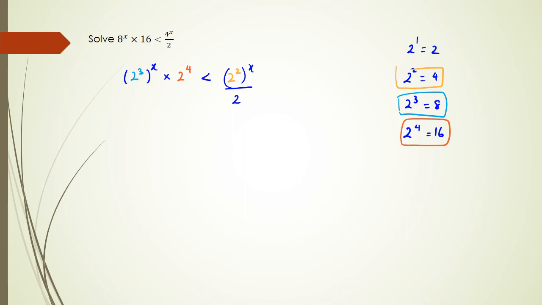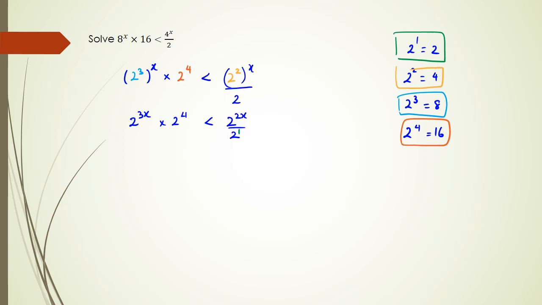Okay, so now we need to get rid of the brackets. So we've got 2 to the power of 3 times x becomes 2 to the power of 3x, multiplied by 2 to the power of 4, less than 2 to the power of 2x divided by 2. Now, one of the things that we need to do is get rid of the 2 from the denominator. Just remember this, going back to where I said 2 to the power of 1 equals 2. That's quite important because there's actually a 1 here as a power.